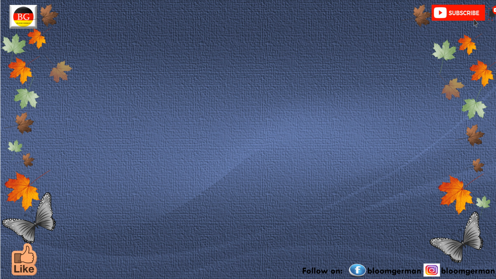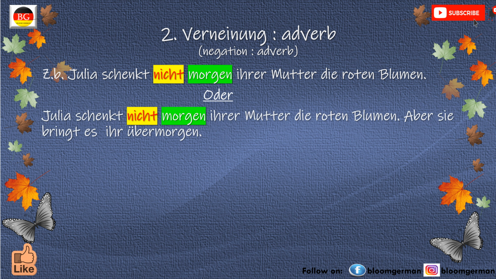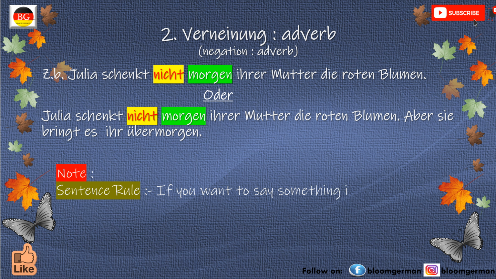Second one is Verneinung, the adverb. Zum Beispiel, Julia schenkt nicht morgen ihrer Mutter die roten Blumen, aber sie bringt es ihr übermorgen. Note, sentence rule. If you want to say something important in the sentence, then put that information in the end of the sentence.